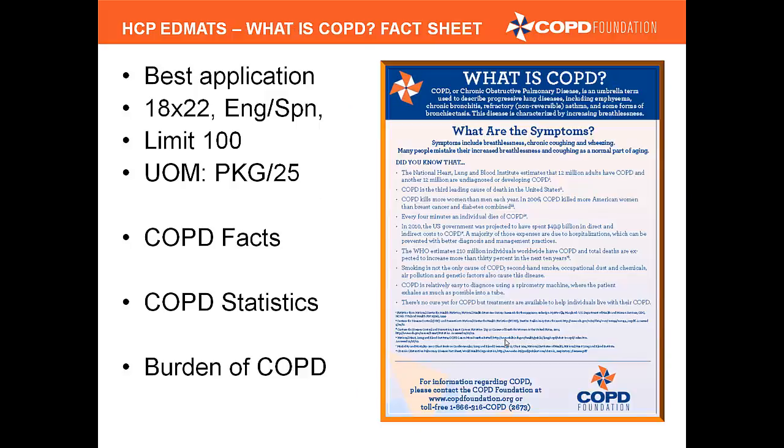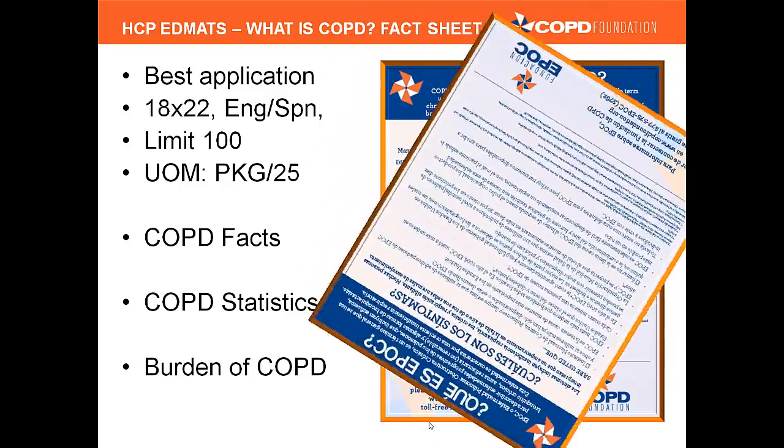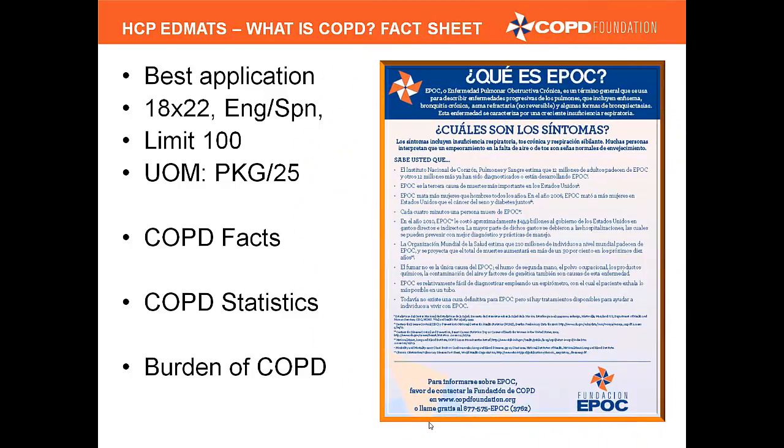The What is COPD fact sheet is the same format. It's a poster, 18-inch by 22-inch, commonly used in offices and clinics. There is a fixed limit of 100 packages of 25. Minimum quantity ordered is 1 package. You will get 25 pieces. This is a dual-sided print where we cover COPD facts, statistics, and the burden of COPD in the United States in English on one side, and we include Spanish on the flip side.